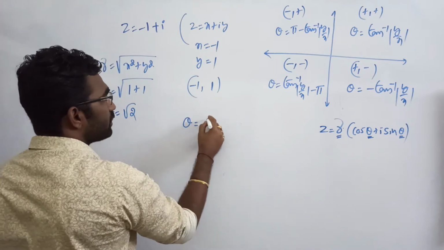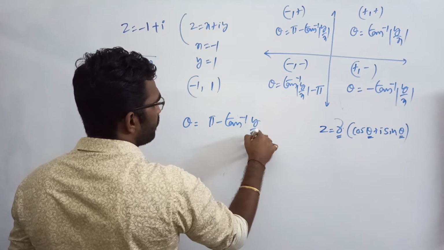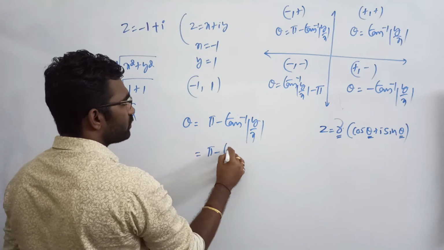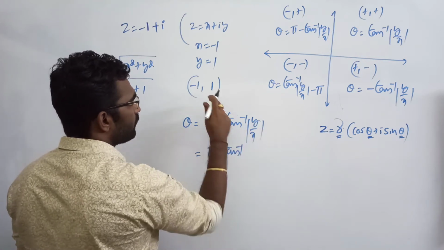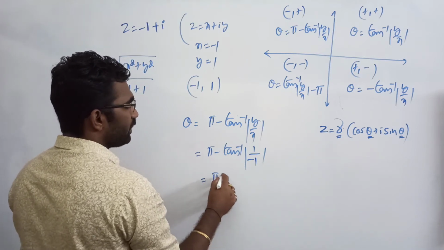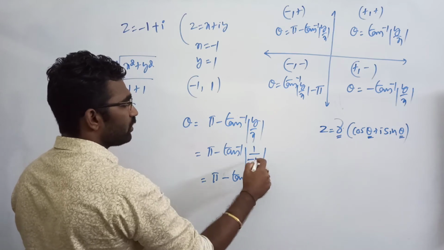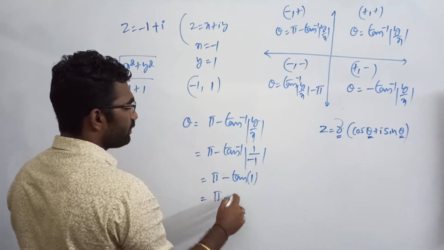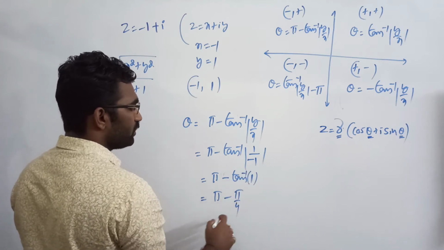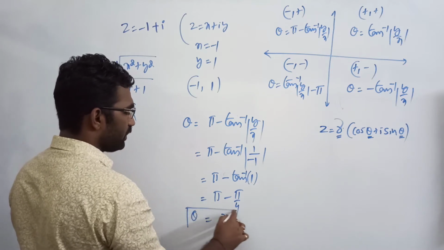Therefore theta can be given by pi minus tan inverse of mod of y divided by x. Just substitute the values of y and x. So here pi minus tan inverse of 1 divided by minus 1. Under mod, everything converts to positive, so pi minus tan inverse of 1. Tan inverse of 1 is nothing but pi by 4. Therefore you will get 3 pi by 4. So that is nothing but the theta value.